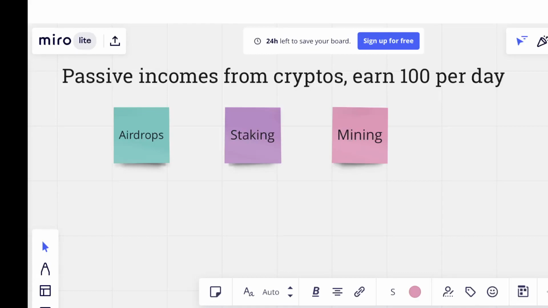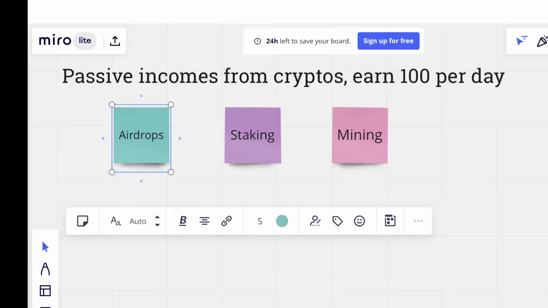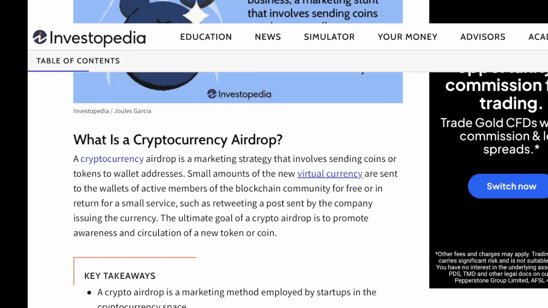Let's talk about the first one, airdrops. What are airdrops? Airdrops are a marketing strategy that involves sending coins or tokens to wallet addresses. Small amounts of new virtual currency are sent to the wallets of active members of the blockchain community for free. Alright guys, the keyword is for free. And in return for a small service, such as retweeting a post. So airdrops are like free money given by the crypto projects.